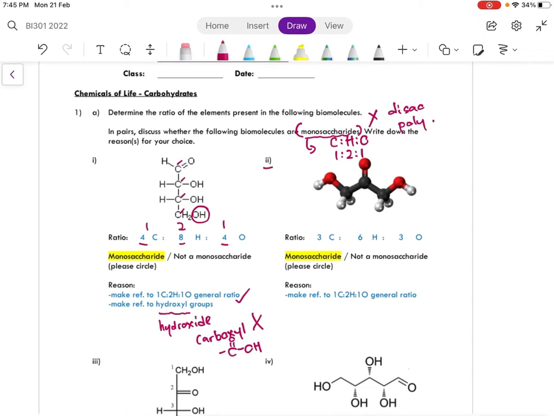Next, let's go to part 2. Here, I think the challenge is to make sense of what the color means. This represents oxygen, this represents hydrogen, and black represents carbon. Some students also miss the hydrogen pointing behind. But if you can identify all the different atoms, you should get 3 carbons, 6 hydrogens, and 3 oxygens. It also follows the ratio of 1:2:1, therefore making it a monosaccharide.